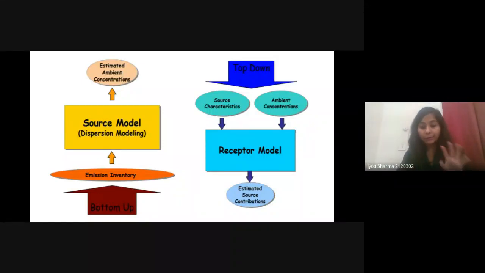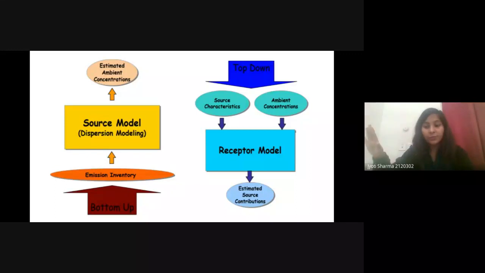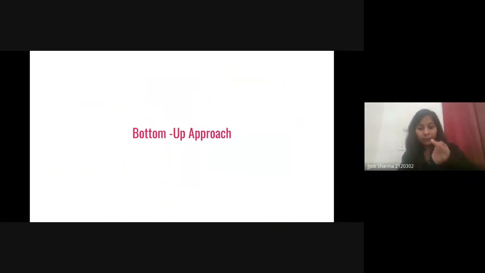And because for the last 1 week we talked about emission modeling, or the dispersion modeling or the source modeling, after creating this emission inventory, we talked a lot about this emission inventory, but right now we will focus on the receptor model: how from the pollution you have in the atmosphere you will decide the contribution of the source. So top down approach. Okay, first, there is something about the bottom-up approach.